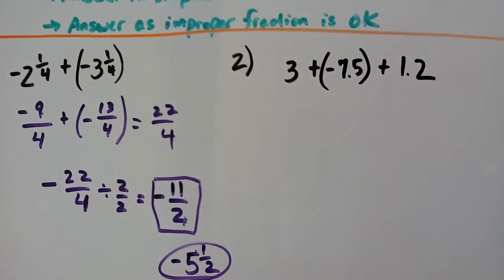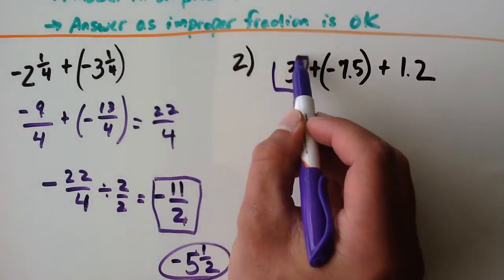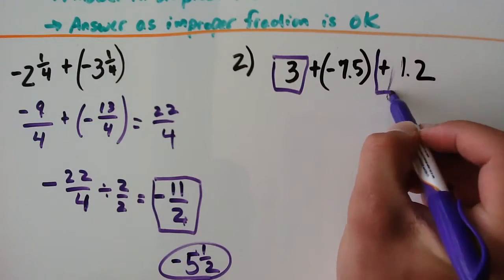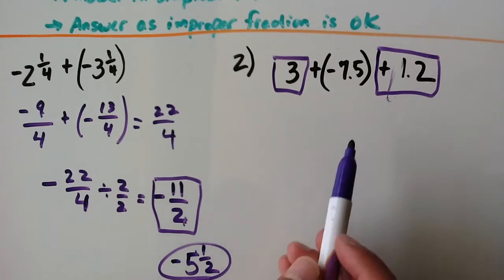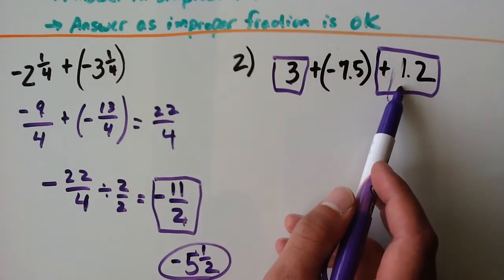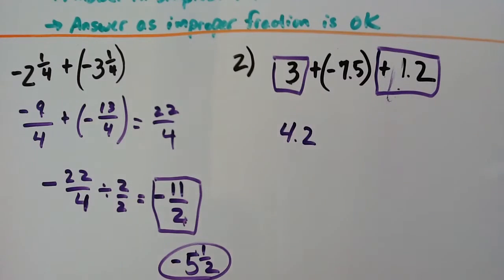Number 2, we have some decimals. 3 plus -7.5 plus 1.2. I would encourage you to add the positives here first. So 3 is a positive number, and 1.2 is a positive number. I know it's positive because of that plus sign. That plus sign tells me that 1.2 is positive. So I have 3 plus 1.2, and 3 plus 1.2 would be 4.2.